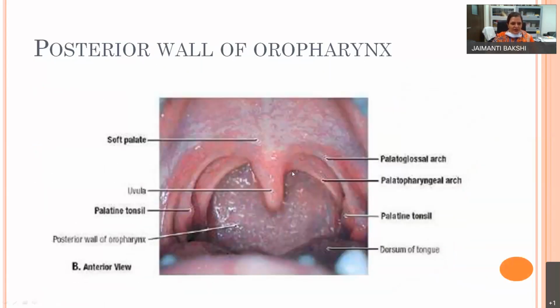Posterior wall of the oropharynx is formed by posterior pharyngeal wall, and here we can see part of the posterior pharyngeal wall.